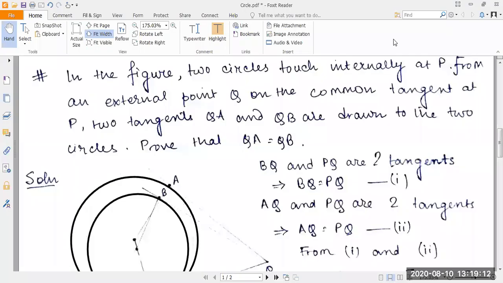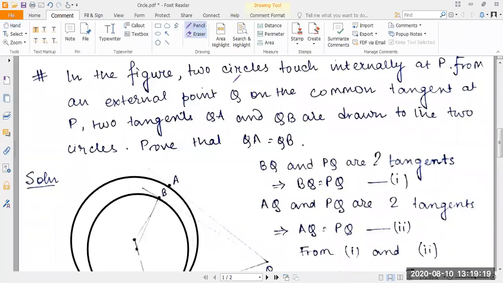We'll continue from the last video, and today we'll do the second sum. Let's read the sum first. In the figure, two circles touch internally at P. From an external point Q on the common tangent at P, two tangents QA and QB are drawn to the two circles. Prove that QA equals QB.